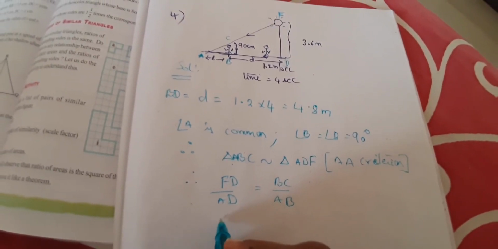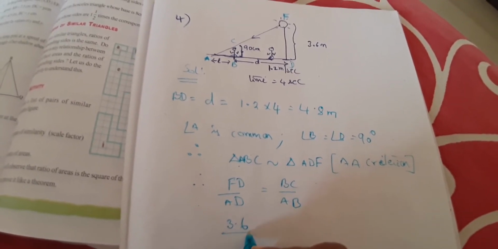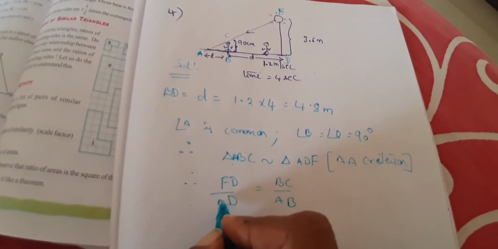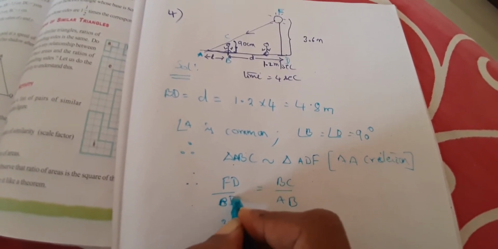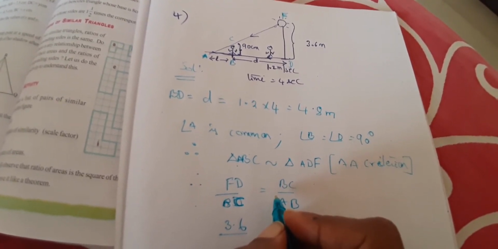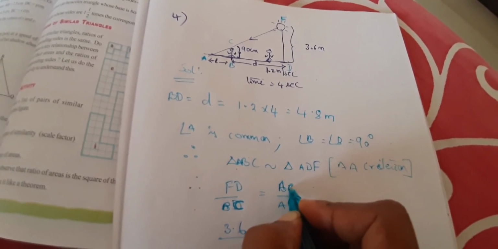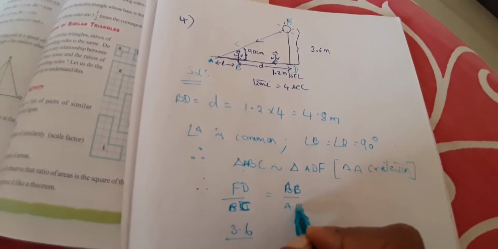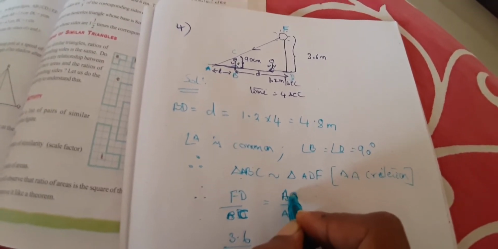Now let us substitute. What is FD? 3.6 meters by AD. We'll take BC here. Height by height. Just to make you feel free while solving the problem, I am taking height by height is equal to base by base. AB is the base of this triangle and AD is the base of the other triangle. AD by AB.